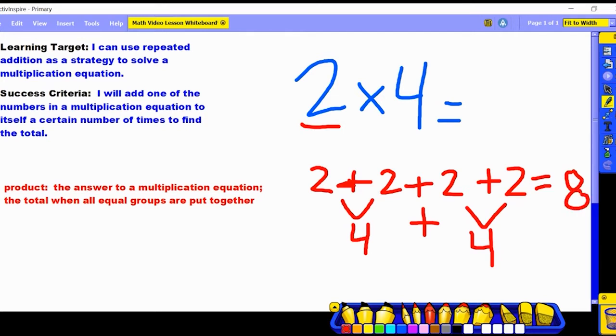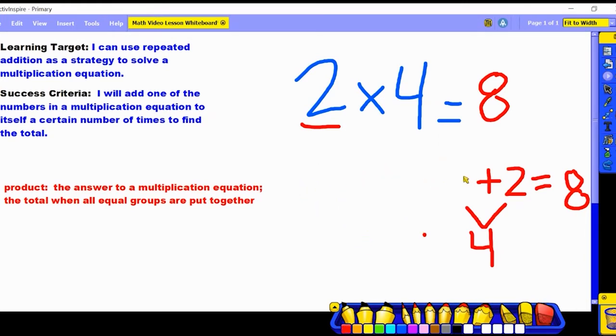If you wanted to draw a picture to check your work, you could do that. Remember, last time we already practiced drawing equal groups, 2 groups of 4, and we drew an array to show 2 rows of 4, and we did get that same answer of 8. So this is just showing you how we could have done repeated addition as a strategy, adding 2 to itself 4 times to get the same answer. Let's try it the other way.